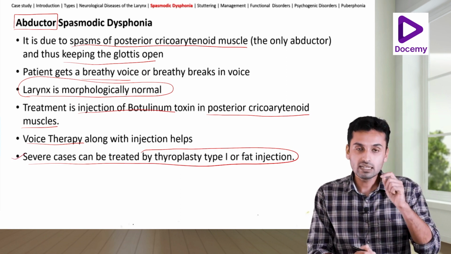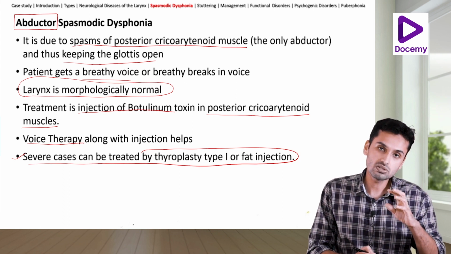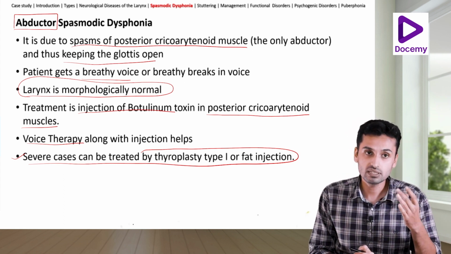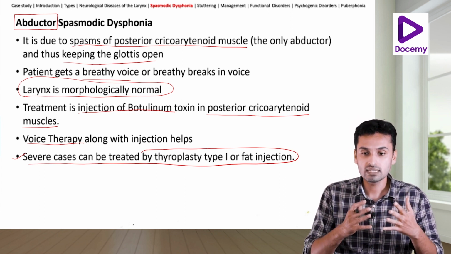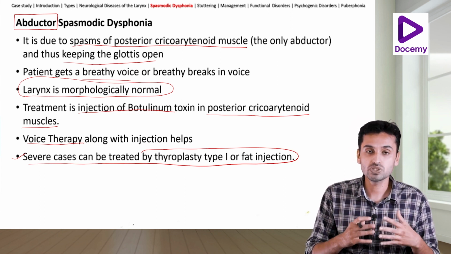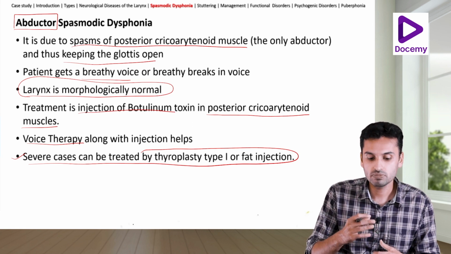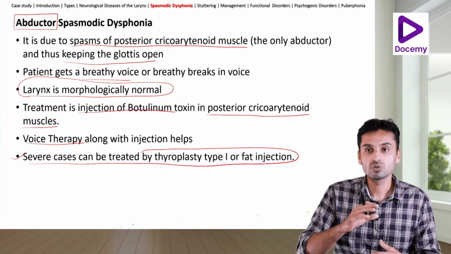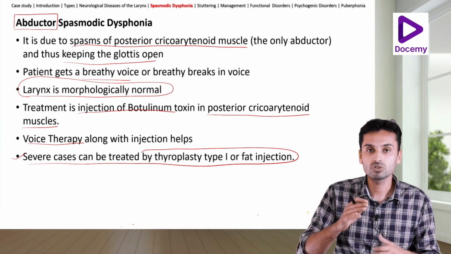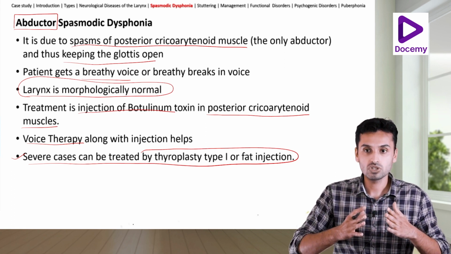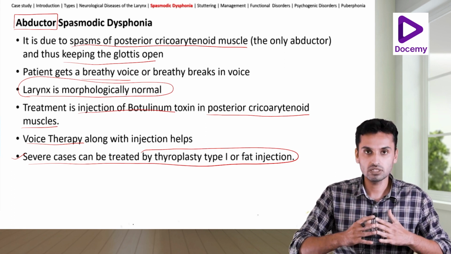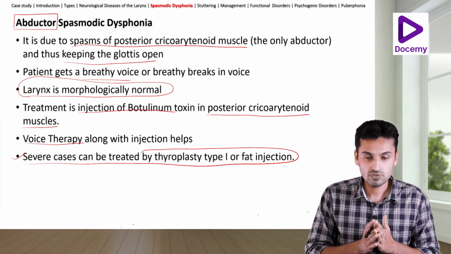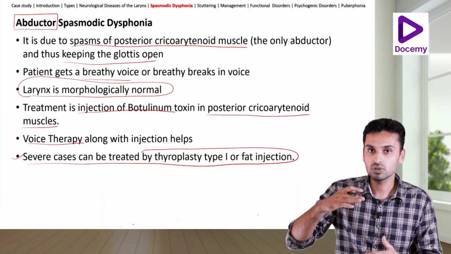So identifying, and sometimes it can be mixed. You can have an abductor as well as an adductor. And identifying whether it's adductor or abductor, you ask the patient to say certain phrases, or you ask the patient to count. For example, if you ask the patient to count from 80 to 89, when you say vowels, it goes like A, E, I. So you're keeping the cord open. So if you have an adductor spasm, it will be known. So if you want to diagnose adductor spasmodic dysphonia, you ask the patient to count from 80 to 89.